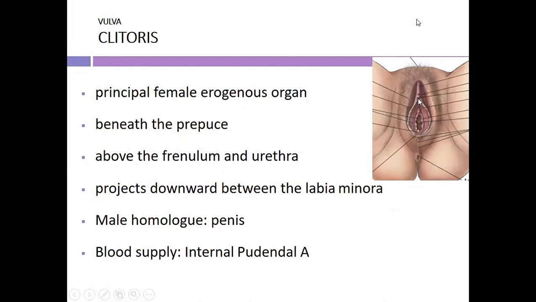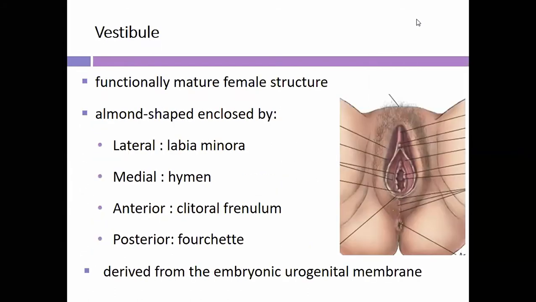Now, this is the principal erogenous organ, and this is found beneath the prepuce and above the frenulum, which came from the labia minora. So, you know, the male homologue of the clitoris is the penis, and it is supplied by the internal pudendal artery. Now, another term that you have to consider is the vestibule.